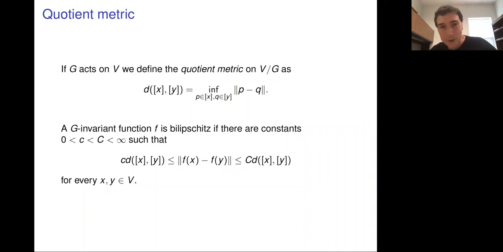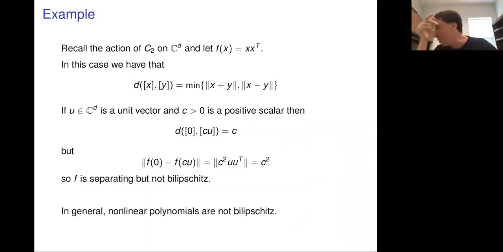Looking back at the example of C2 acting by scalar multiplication, if I let f of x be x x transpose, the metric for this action is just the min of the norm of x plus y and the norm of x minus y, because the orbits only have two members. Each of x and y has two members in its orbit, so there are four pairs, but the other two are just the negatives of those, so that doesn't change the distance.